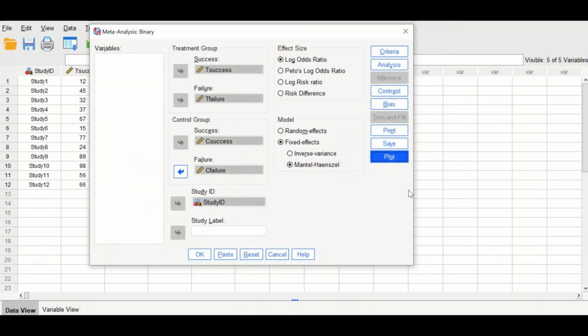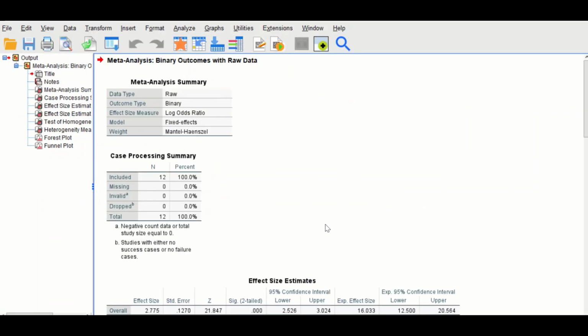Click on continue. Now if we click on OK, SPSS will generate an output as shown here. The meta-analysis summary shows the data are raw and the outcome is binary, and the effect size measure or estimate is the log odds ratio, and the model selected is fixed effects, and the weight is based on the Mantel-Haenszel method.